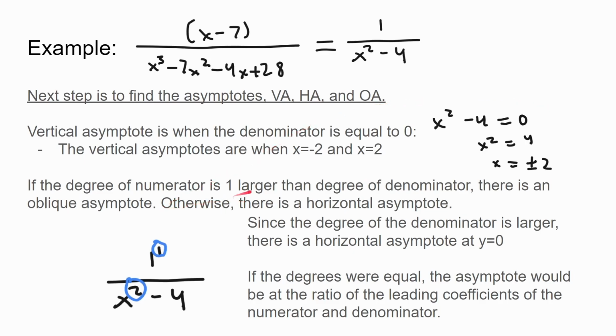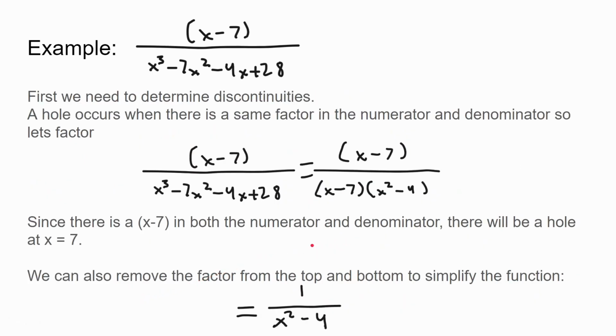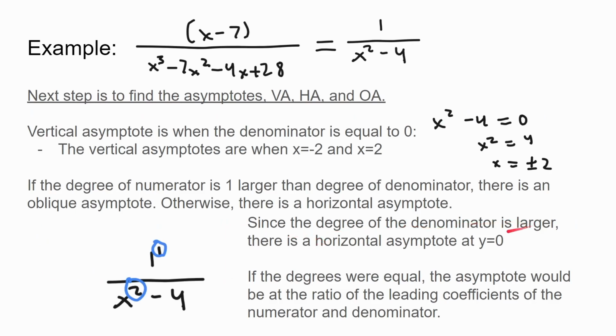If the degree of the numerator is 1 larger than the degree of the denominator, there is an oblique asymptote. Otherwise, there is a horizontal asymptote. So let's compare the degrees of the numerator and denominator. In the numerator, we have 1, which is equal to 1 to the zero power, over x squared minus 4. So if we look at the degrees, 0 is less than 2. So the degree of the denominator is larger. Since the degree of the denominator is larger, there will be a horizontal asymptote at y equals 0. That's the rule. So if the degree of the denominator is larger than the degree of the numerator, there will be a horizontal asymptote at y equals 0.